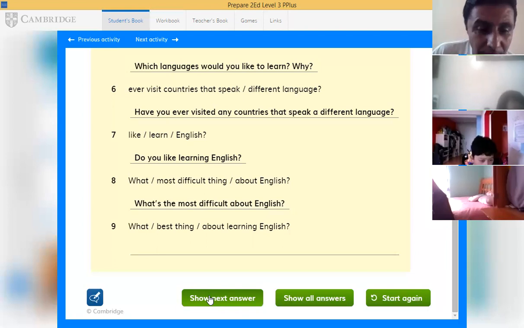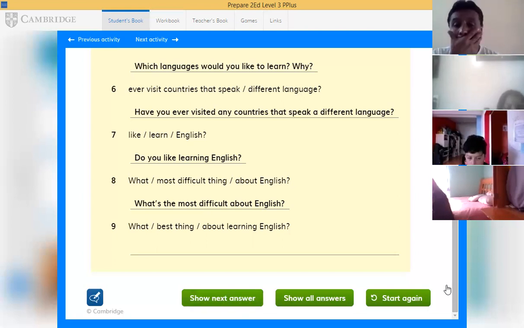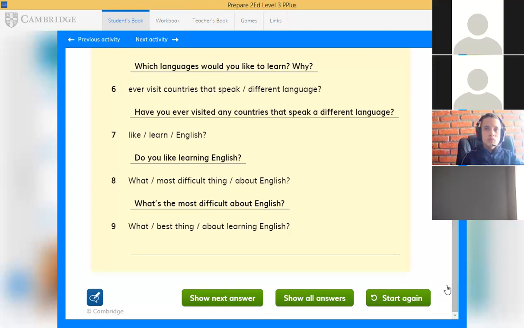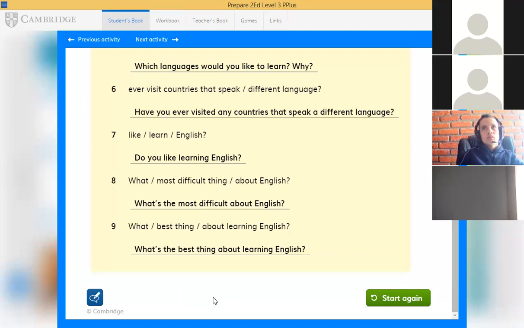And question number nine. What is question number nine? It's very similar to number eight. Students? No? Okay, ya vamos con 7 de calificación el día de hoy. I told you, when you don't answer, sorry, I take your points. What is the best thing about learning English? Okay.